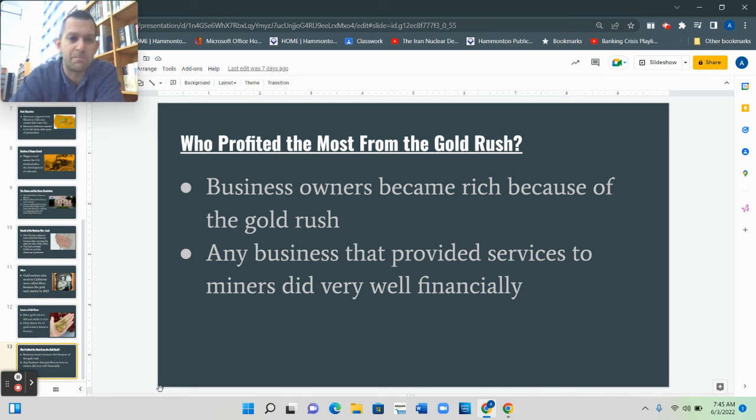And then lastly here, who profited the most from the gold rush? Make sure you know that it was business owners. Any business that provided services to miners did very well financially. What kind of businesses are we talking about? We're talking about restaurants, saloons, bars, hotels, laundry, equipment shops. Make sure you know that business owners who sold supplies or any kind of materials to miners were the ones who really struck it rich during the gold rush.